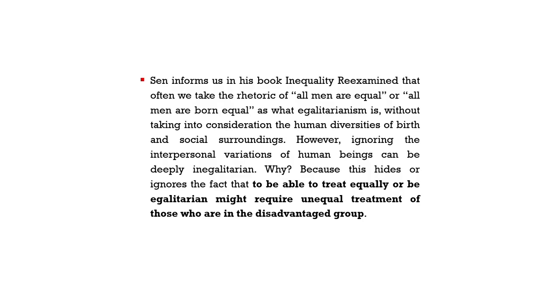So, when we claim that we assess equality of outcomes and of opportunity, we have to consider the existence of such human diversities. Now, Sen informs us in his book that often we take the rhetoric of all men are equal or all men are born equal. We often say that human beings are born equal, and this is what we take to mean as egalitarianism. But he says that we tend to buy into this rhetoric without taking into consideration the human diversities of birth and social surroundings.